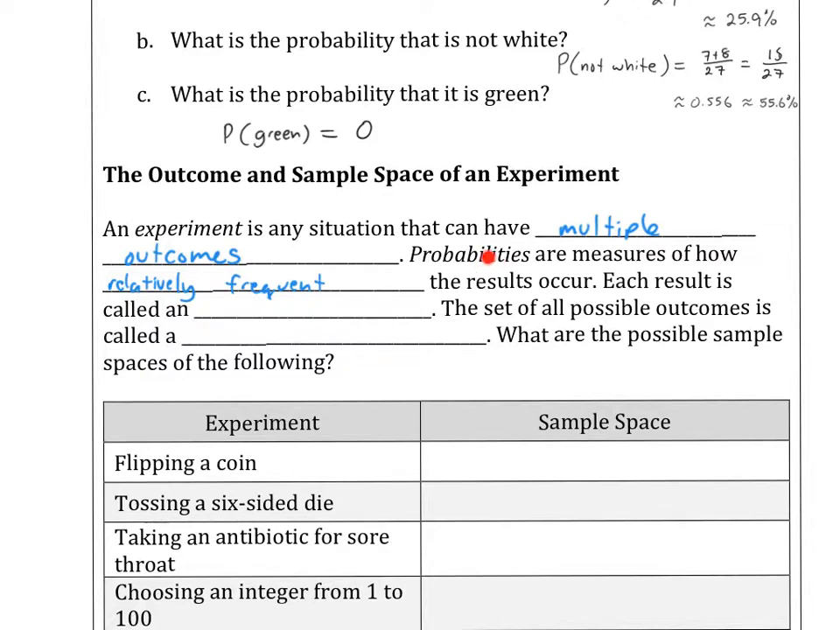Does it happen often, like 6 out of 7 times? Does it happen infrequently, like 1 out of 7? So each result is called an outcome. Each result is called an outcome. The set of all possible outcomes is called a sample space.